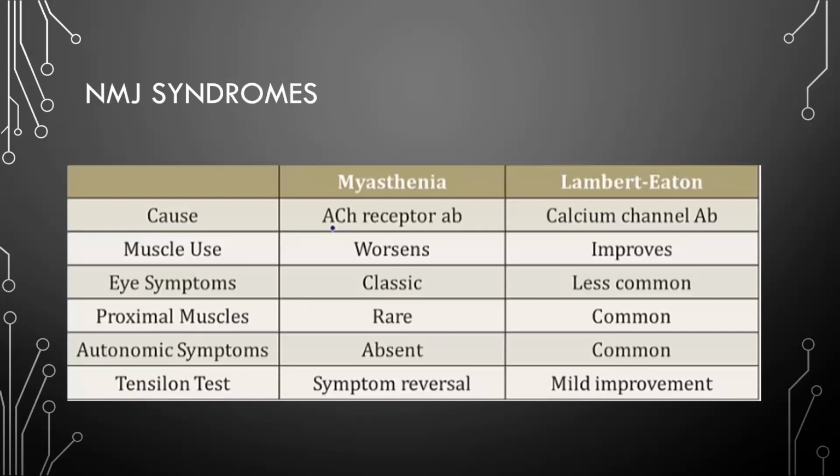So here's a chart to help summarize everything. Another thing that's important is the muscle use with myasthenia gravis. It's going to get worse with use, whereas with Lambert-Eaton, you're going to see improvements. So that's also very important. And then you also notice what we talked about: the autonomic symptoms aren't present in myasthenia gravis, but they are common in Lambert-Eaton.